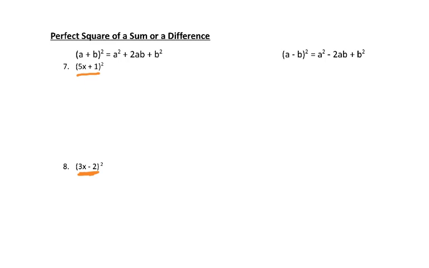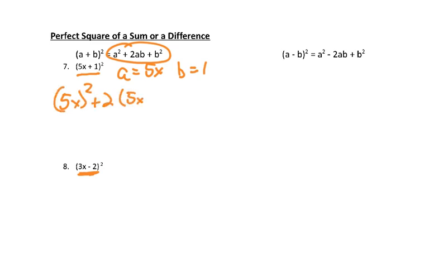So when we're using these, right, in our 5x plus 1 all squared, our a is equal to 5x, and our b is equal to 1. So if we follow this pattern, we're going to get 5x all squared plus 2 times a times b plus b all squared. And if we simplify this out, don't forget, apply the square to both. We'll get 25x squared plus 10x plus 1.